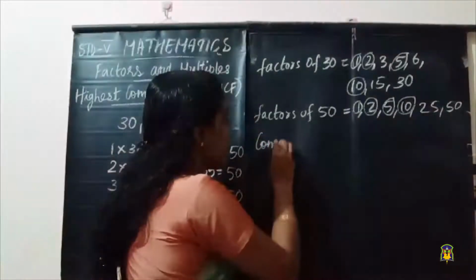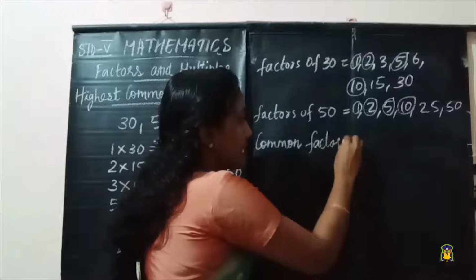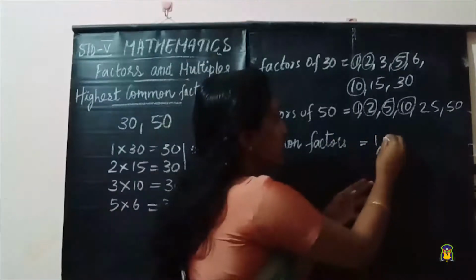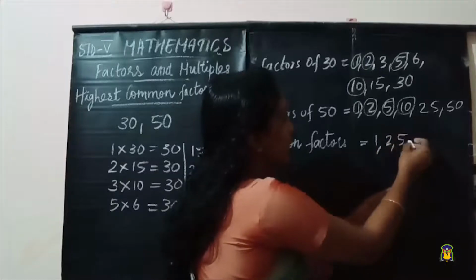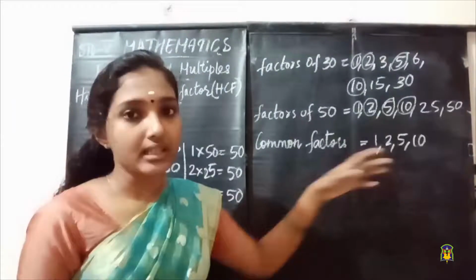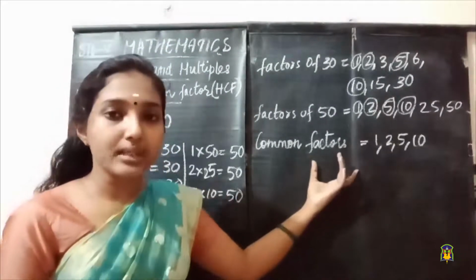So which are the common factors? Common factors of 30 and 50 are 1, 2, 5 and 10. So these are the common factors. Now, which is the greatest among these common factors?